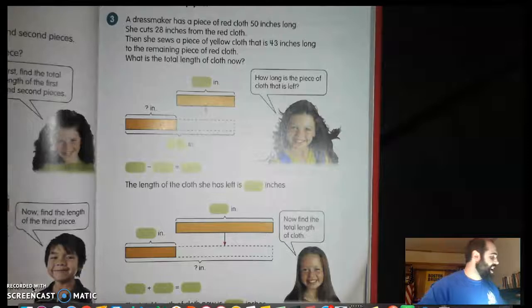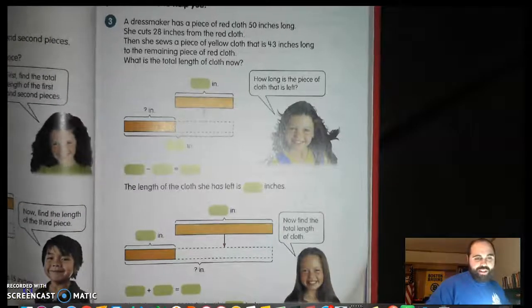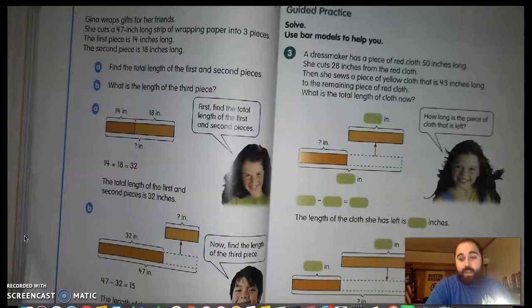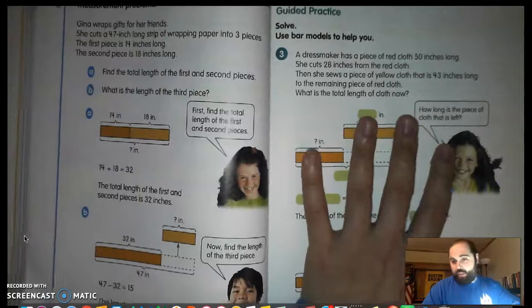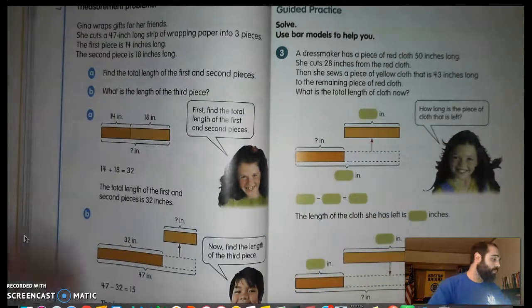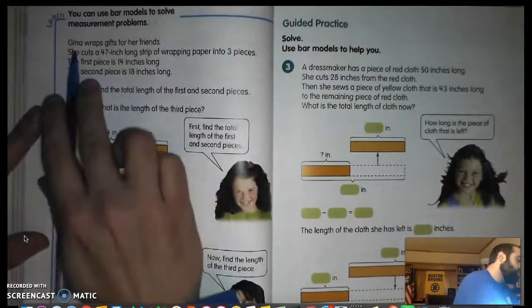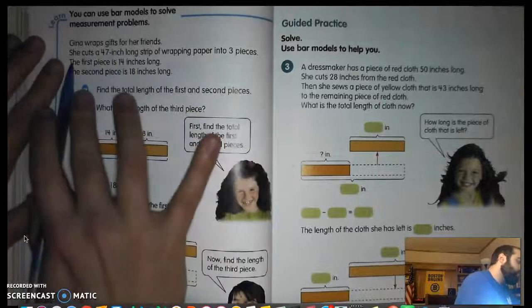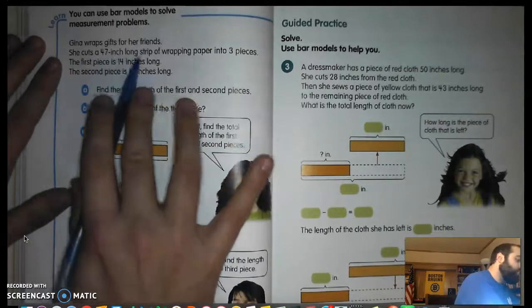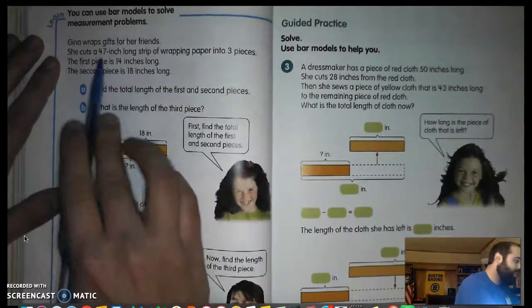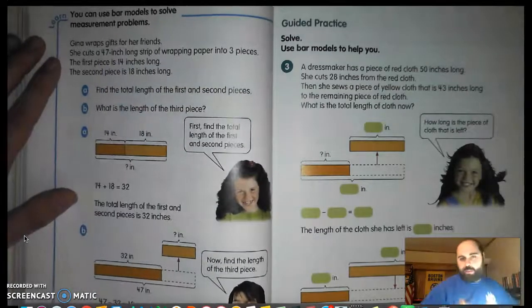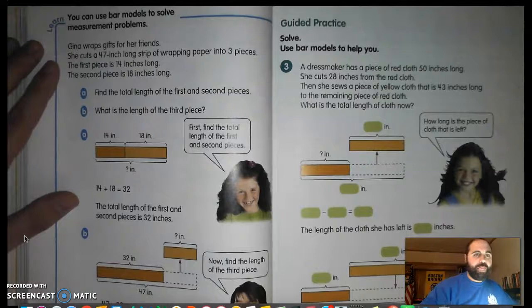All right. Excellent job. This next question can be a little tricky. This is what we call a two-part question. So let's pay attention to what the book is teaching us, and then we'll do a problem together. And then that's going to wrap up this lesson. So this girl wraps gifts for her friends. She cuts a 47-inch long strip of wrapping paper into 3 pieces. So she's cutting this 47-inch long strip into 3 separate pieces, probably for 3 different presents, right?